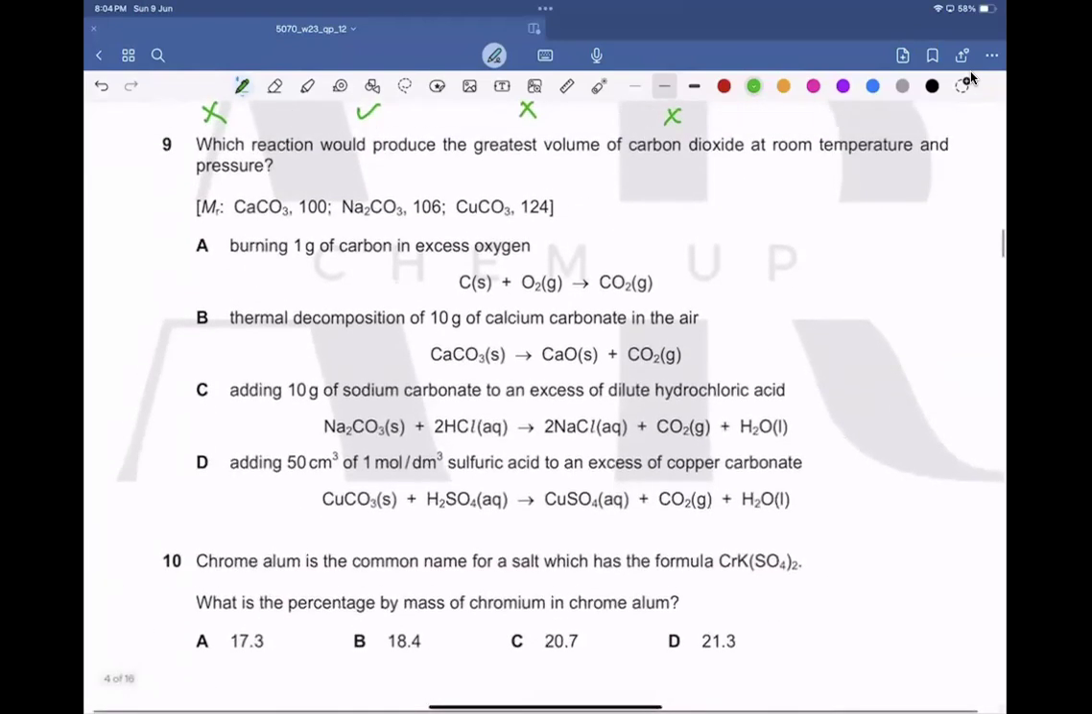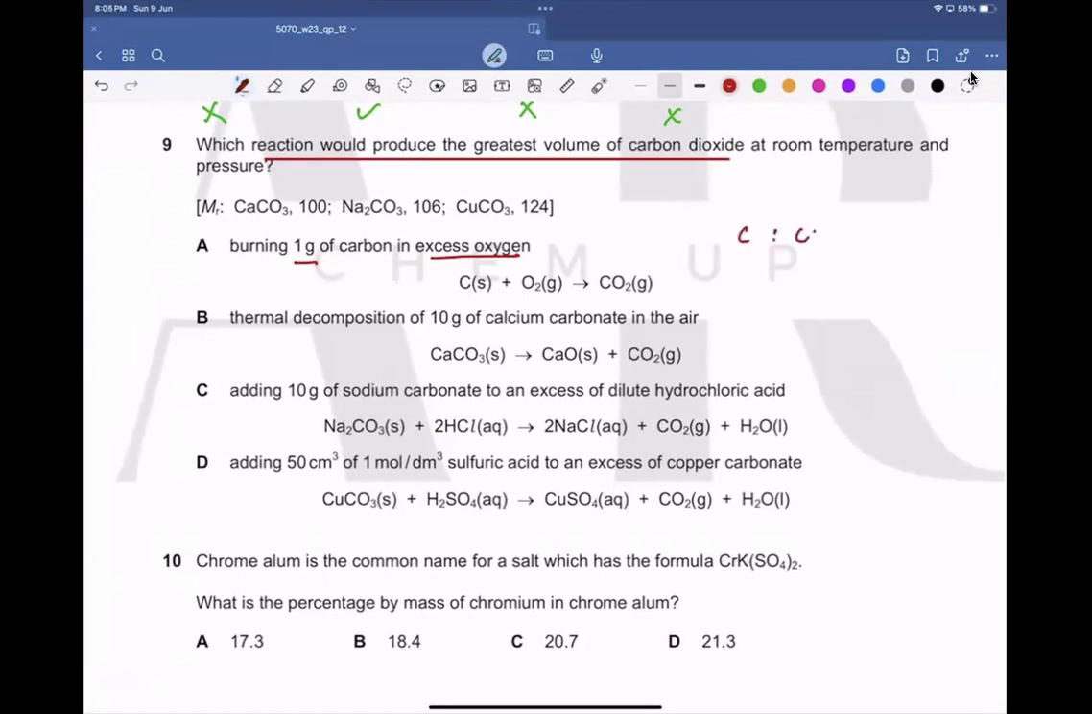Okay. Now question number 9. Which reaction would produce the greatest volume of carbon dioxide at room temperature and pressure? Burning of 1 gram of carbon in excess oxygen. So if C, it's very easy. If I just take the ratio, I know that 12 grams is producing 44 grams of carbon dioxide. So if there is 1 gram, how much carbon dioxide is produced? Okay, they are asking about the greatest volume.